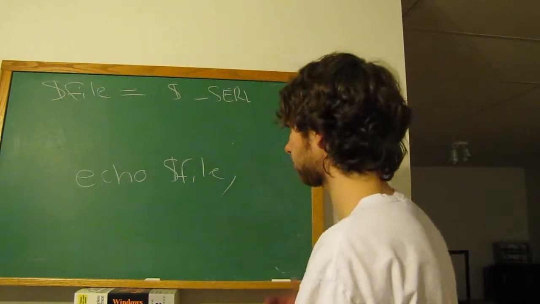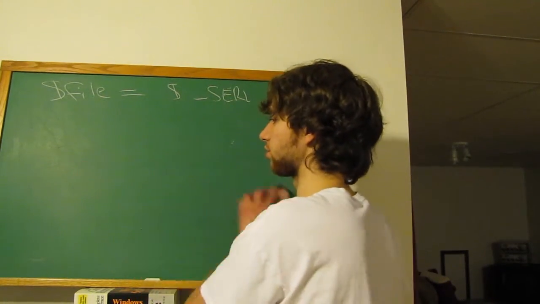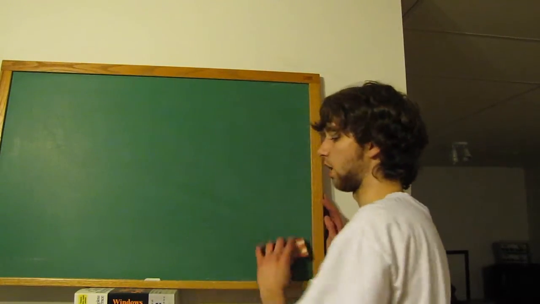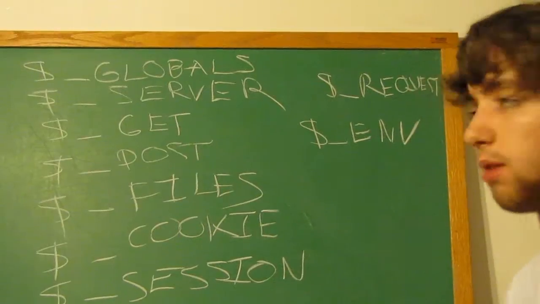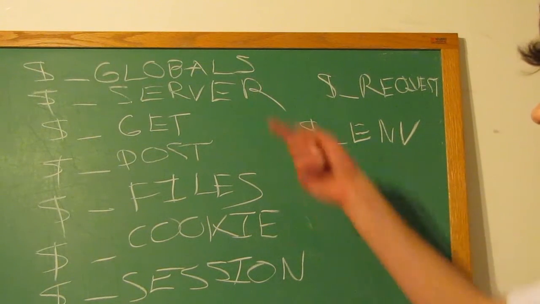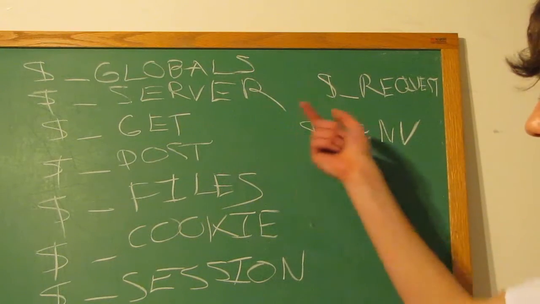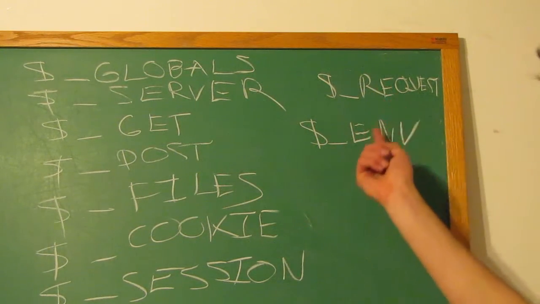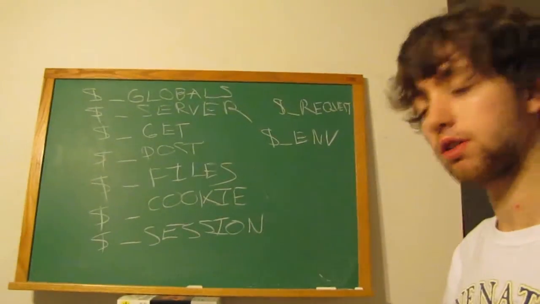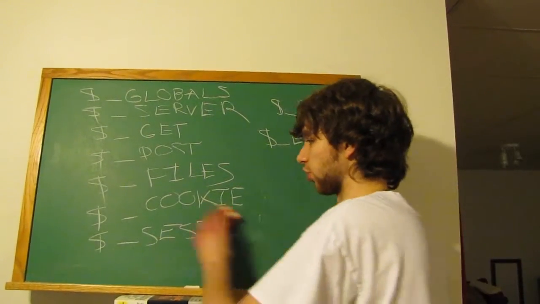There's a lot of superglobal arrays. I will just list some of the common ones right now. My handwriting's pretty horribly bad, but here are some of the ones you will run across: global, server, get, post, files, cookie, session, request, env. These all have a bunch of different information that will be used on your PHP journeys.